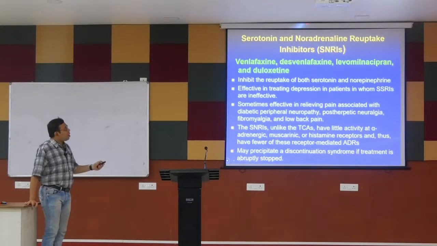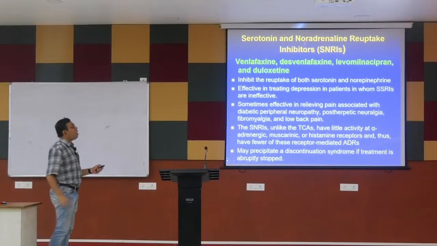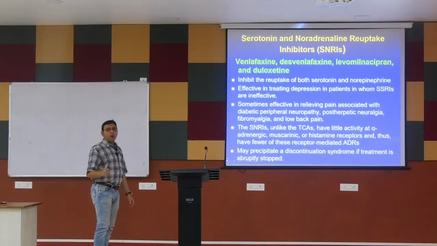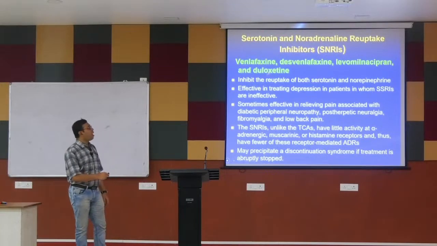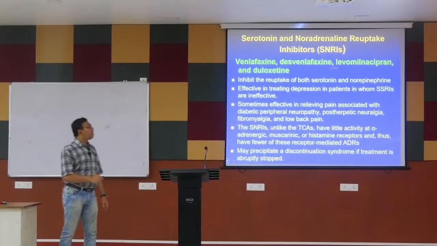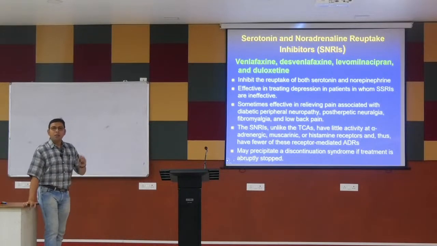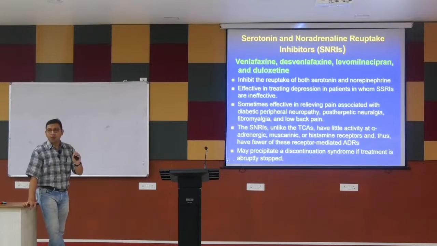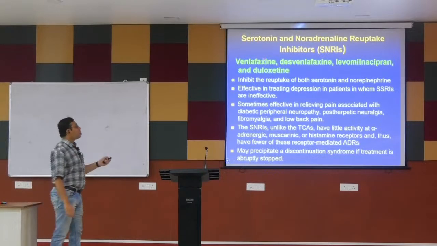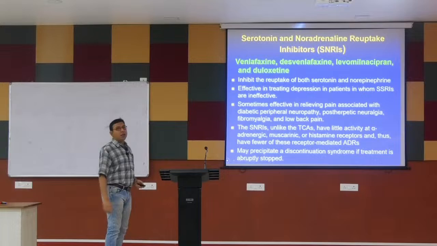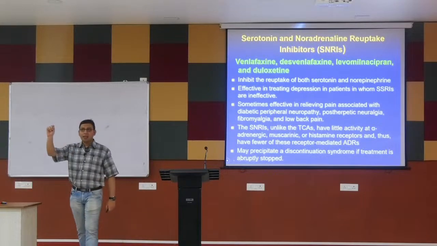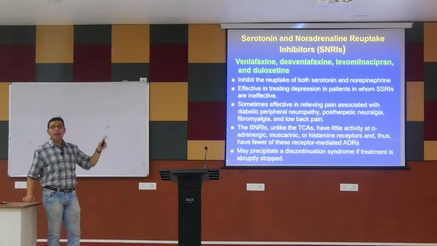SNRI. This is important. SNRI is the serotonin and noradrenaline reuptake inhibitor. Now in our country we have venlafaxine and duloxetine. Levomilnacipran is not available. Just remember duloxetine and venlafaxine fall under the group of serotonin and noradrenaline reuptake inhibitors. The previous one was the SSRI. This is known as the SNRI.